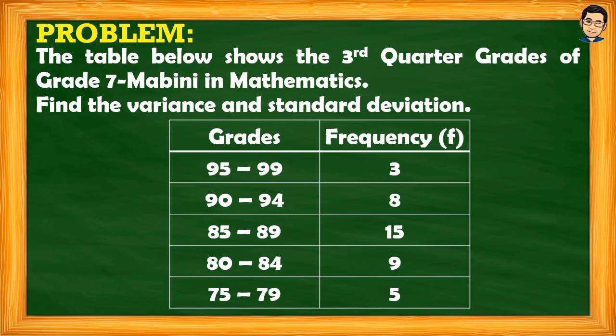And then on the second column, you can see frequency. Ibig sabihin, how many students got a grade of 95 to 99? Okay, from the class 95 to 99, tatlo po yan. So, you can see, yung 85 to 89, yun yung pinaka mataas ang frequency. Ibig sabihin, maraming students ang nakukuha ng grades na ganyan, from 85 to 89.